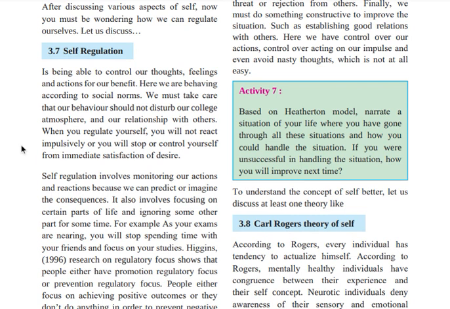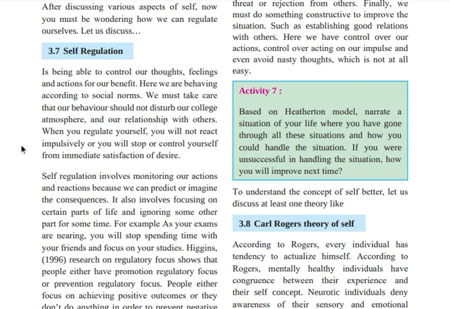Here we behave according to social norms. In society, we behave according to societal norms. We must take care that our behavior does not disturb our college atmosphere and our relationships with others. Whether you are at home or in college, you control your behavior so that it does not harm others. When you regulate yourself, you will not regret, you will not react, and you will control yourself against immediate satisfaction of desire.